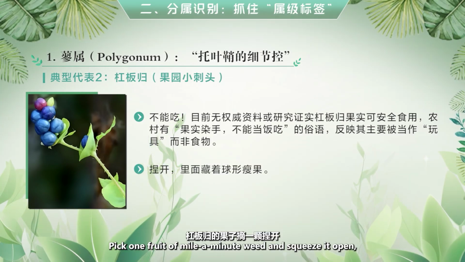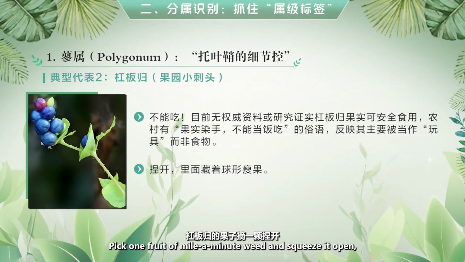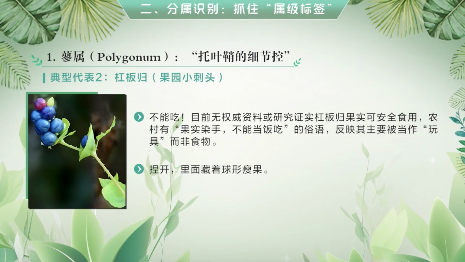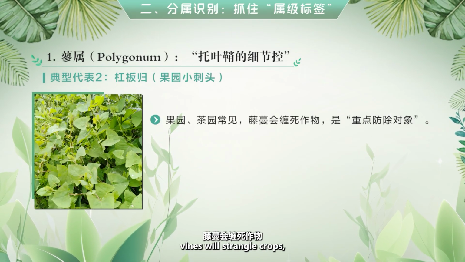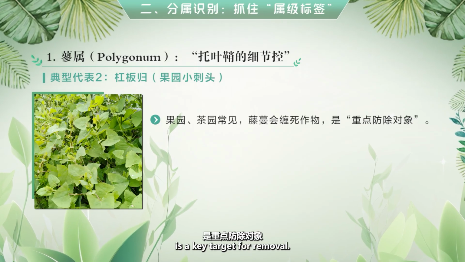Take one fruit of myominate weed and squeeze it open. Inside hides a spherical achene. Common in orchards and tea plantations, the vines will strangle crops, making it a key target for removal.